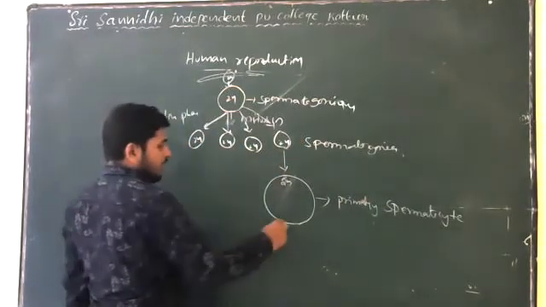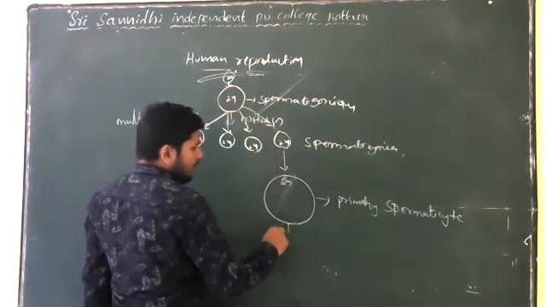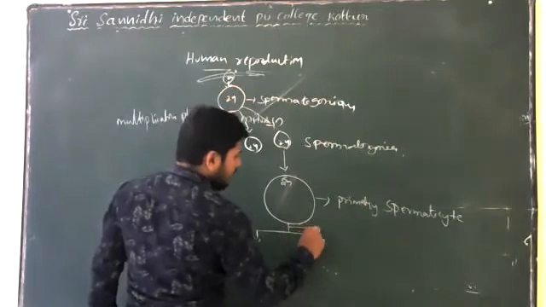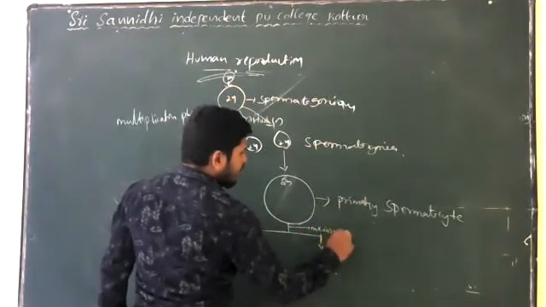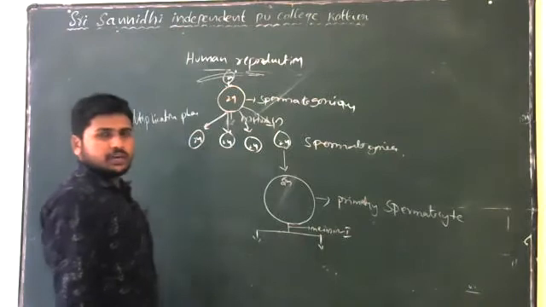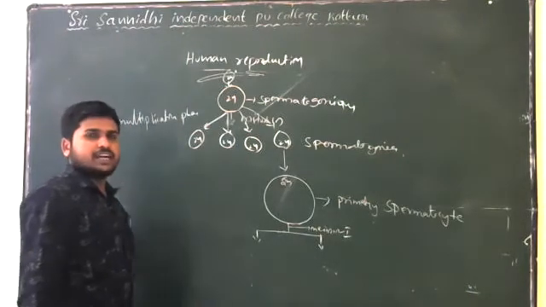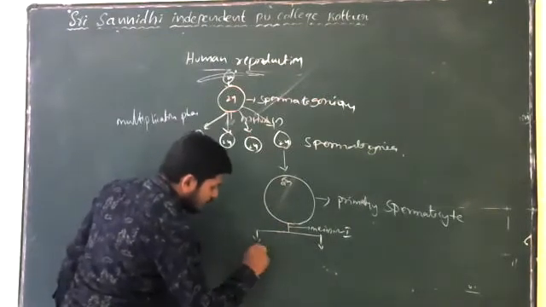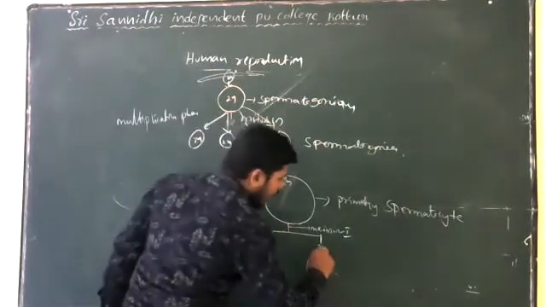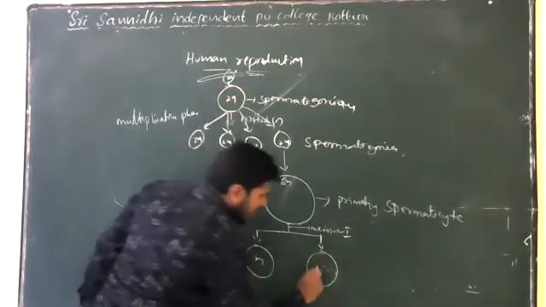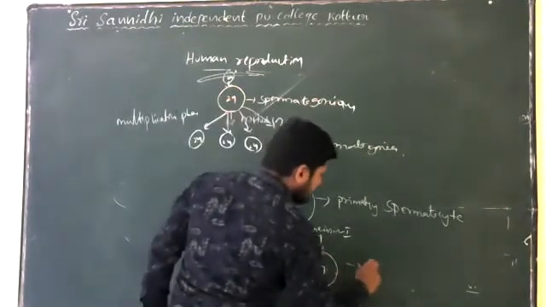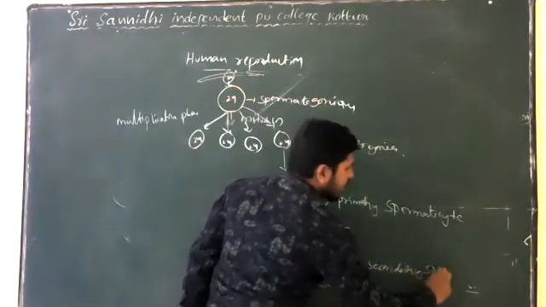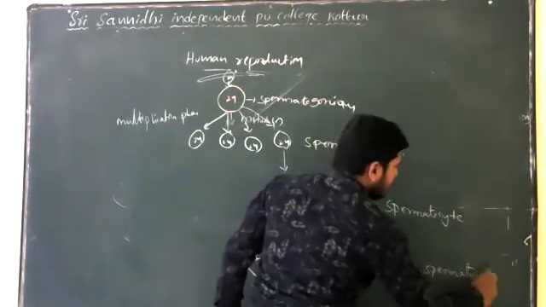This primary spermatocyte undergoes meiotic cell division, meiosis 1. Meiosis 1 is the reductional cell division, where the chromosome number is divided into half. So the primary spermatocyte produces two haploid secondary spermatocytes.